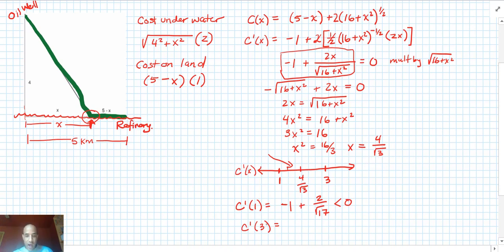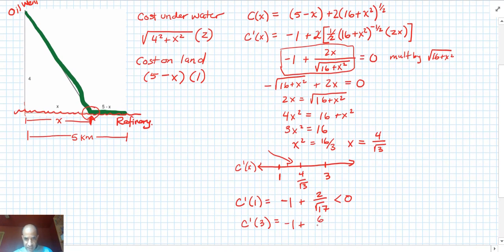Anyway, trying to pick 3 here. So when I pick 3, I get negative 1 plus 6 over the square root of, when I plug 3 in, this is 9, so 6 over the square root of 25, which is equal to negative 1 plus 6 over 5. 6 over 5 is bigger than 1, right? So this is positive. So the function is definitely increasing on that interval.